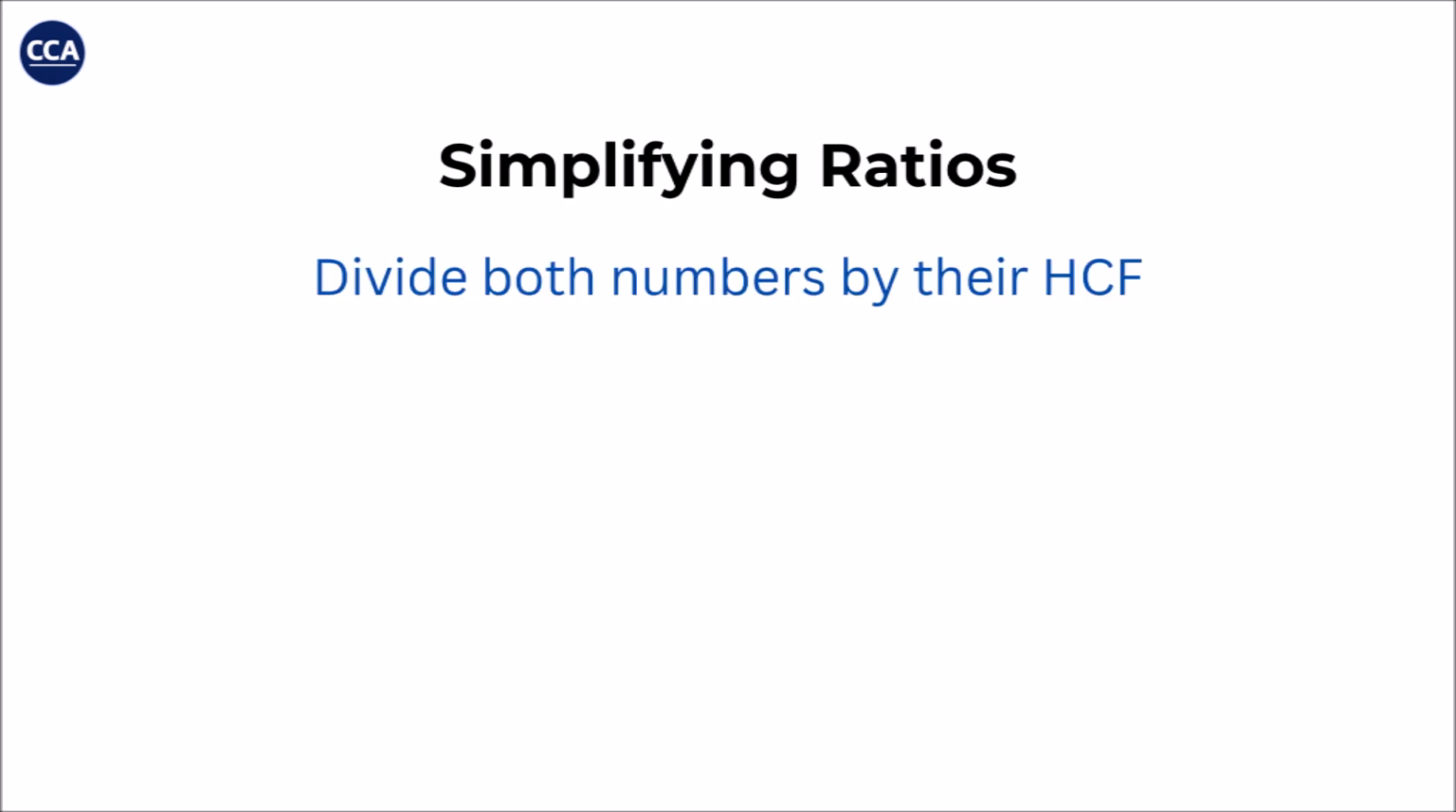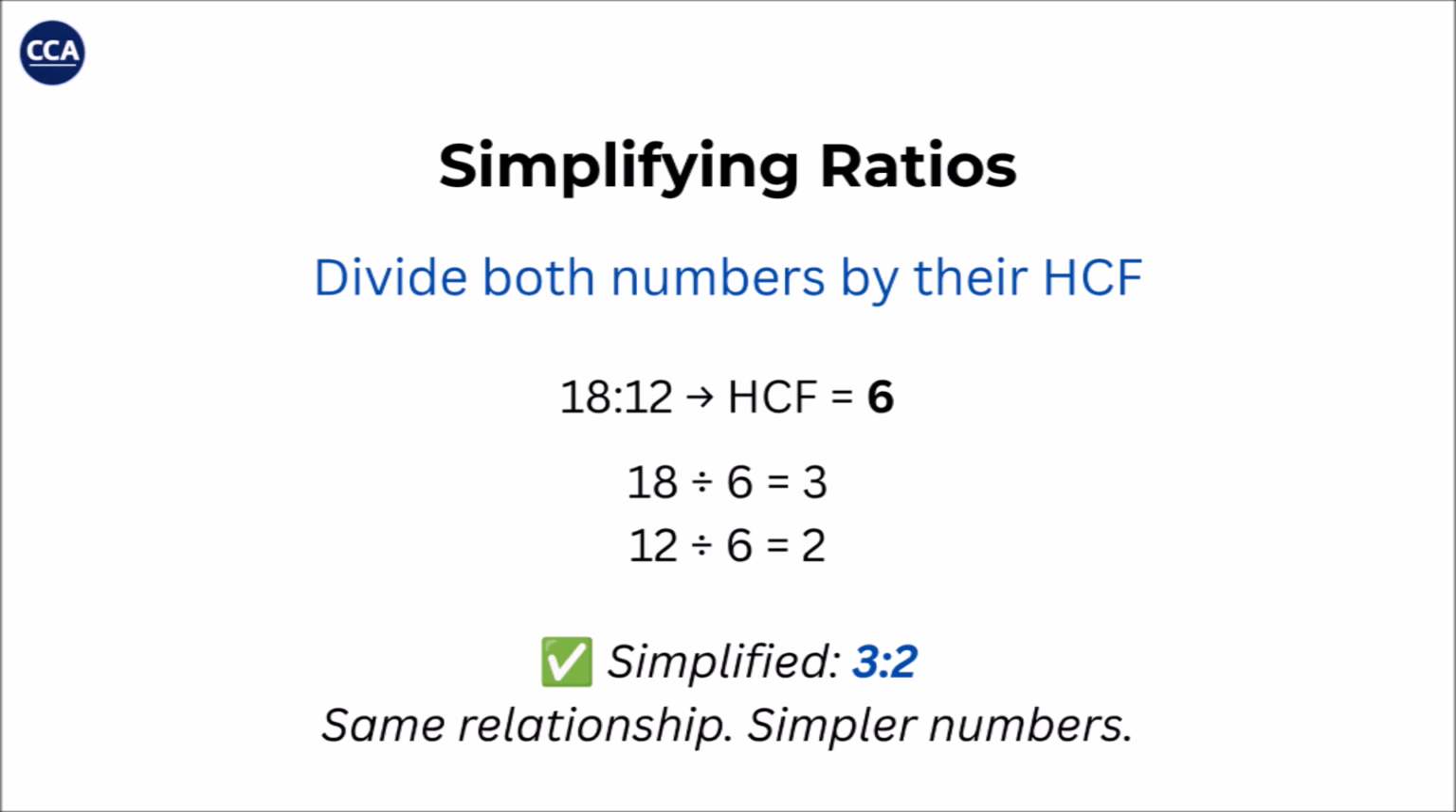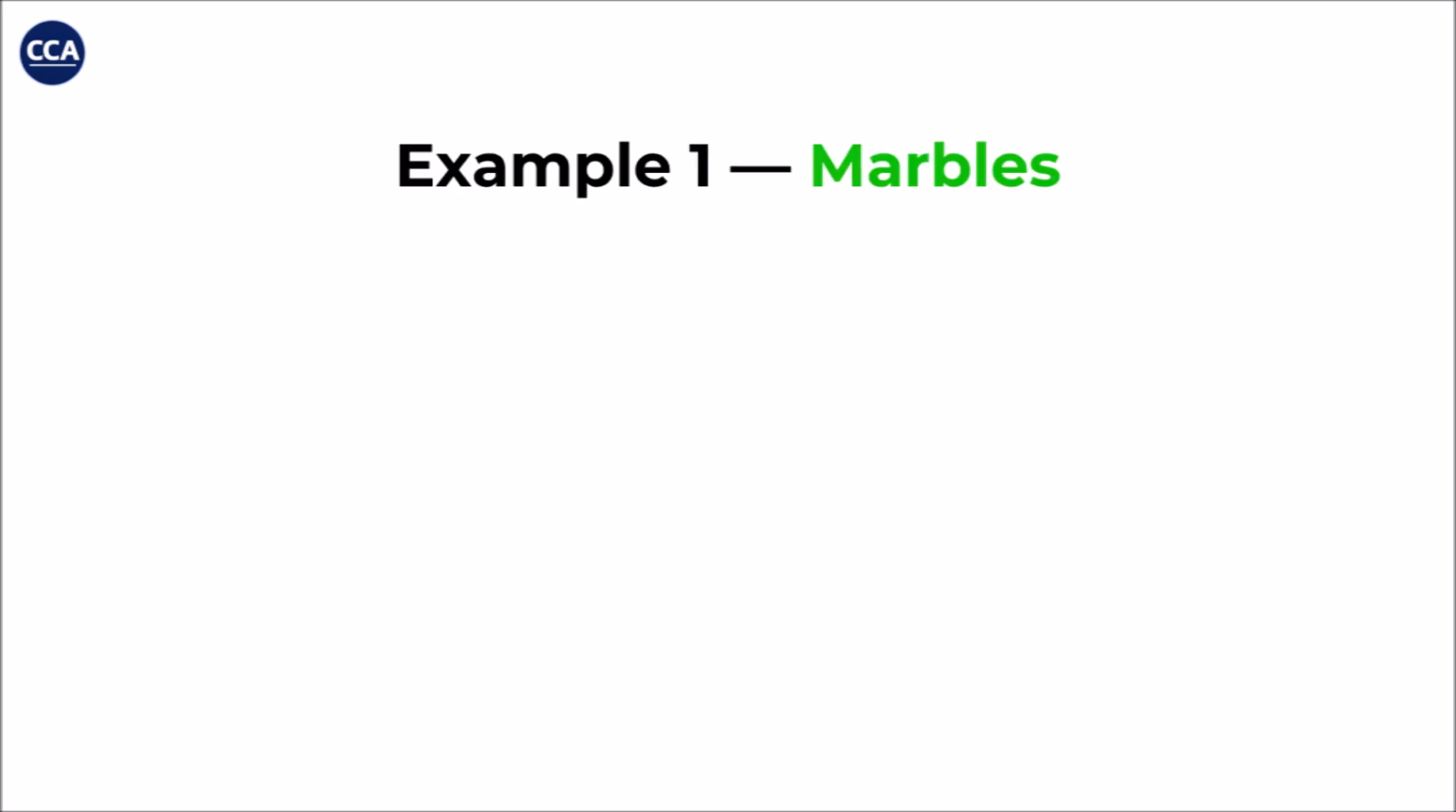Just like fractions, ratios can be simplified. To simplify a ratio, divide both numbers by their highest common factor. Let's simplify 18:12. The highest common factor of 18 and 12 is 6. Divide both by 6. 18 divided by 6 equals 3. 12 divided by 6 equals 2. Simplified ratio. 3:2. This means for every 3 girls, there are 2 boys. Same relationship, simpler numbers.